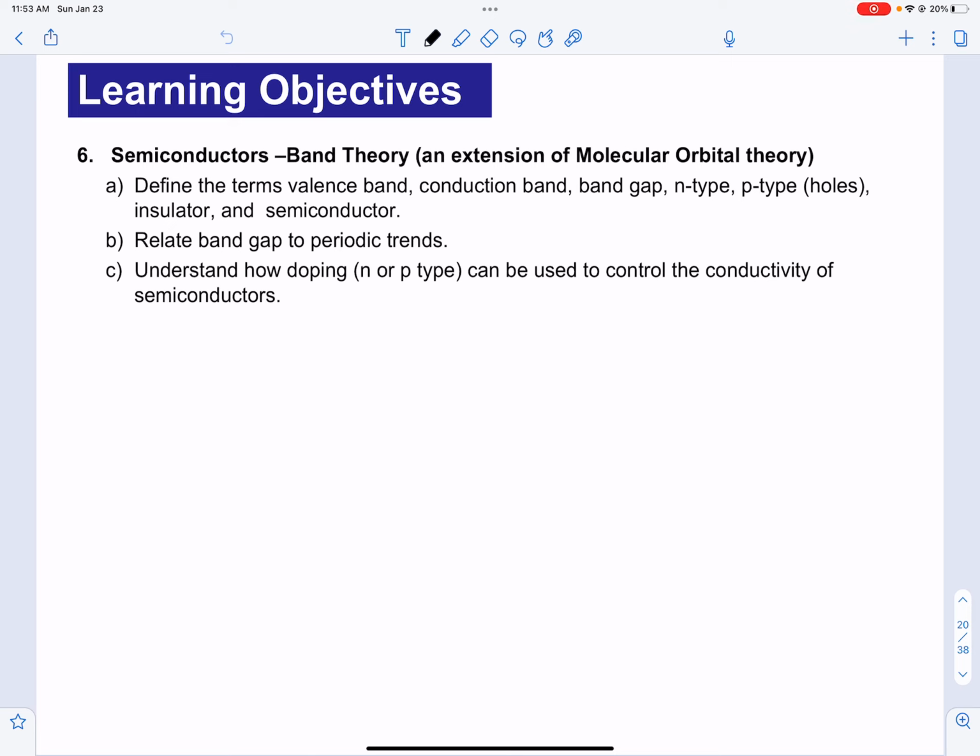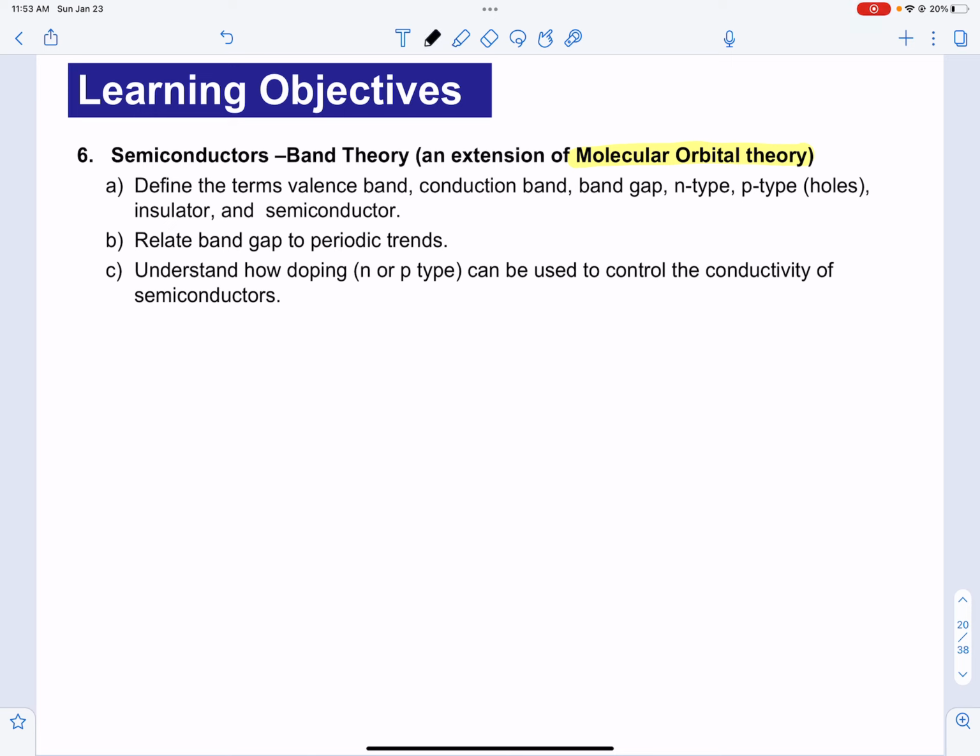So before we move any further, we rarely get to cover molecular orbital theory the way it should be covered in 1411. So those of you that were able to cover it, this is a review. If you have never heard about molecular orbital theory, here is a quick review.